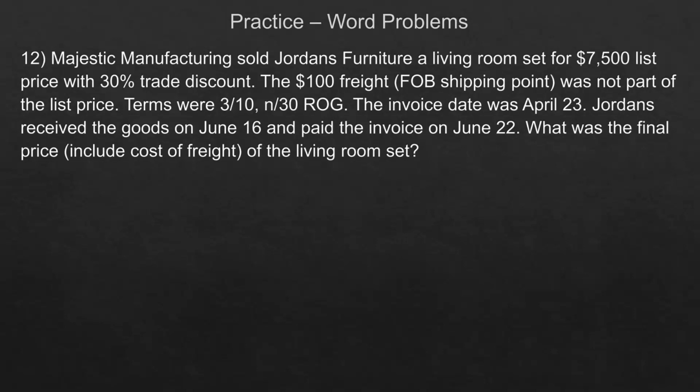The $100 freight, FOB shipping point, was not part of the list price. Terms were 3/10 and 30 ROG. The invoice date was April 23rd. Jordan's received the goods on June 16th. So we're going to use June 16th, but not April 23rd. And then they paid the invoice on June 22nd. What was the final price, including cost of freight, of the living room set?